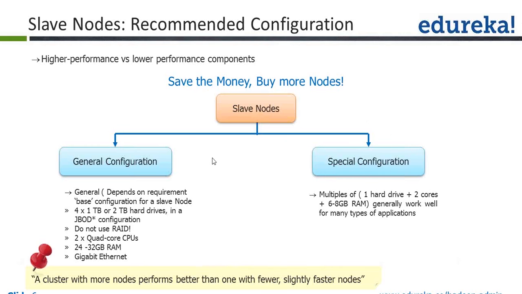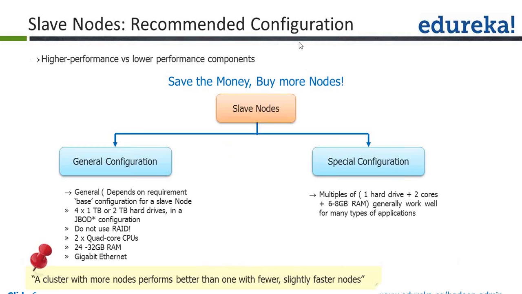Maybe because redundancy is already taken care of. That's right, Kunal, for expensive storage. So JBOD is completely opposite to a RAID. RAID is expensive, JBODs are cheaper. RAID is where you will have multiple copies of the same data.